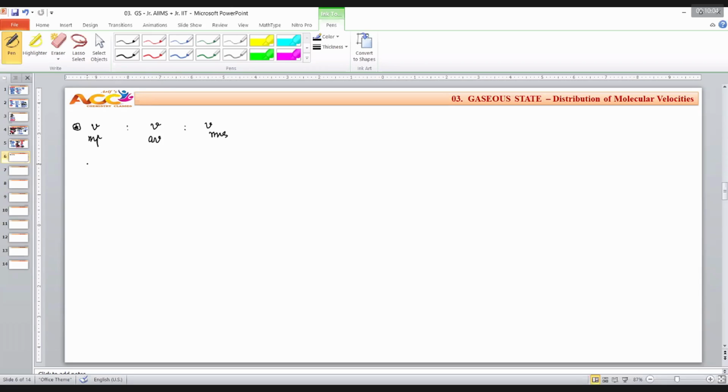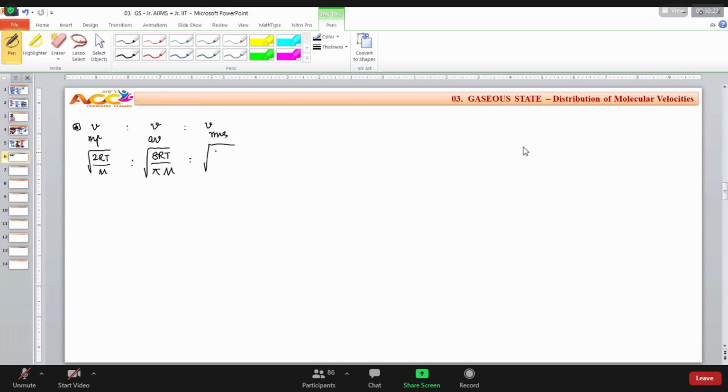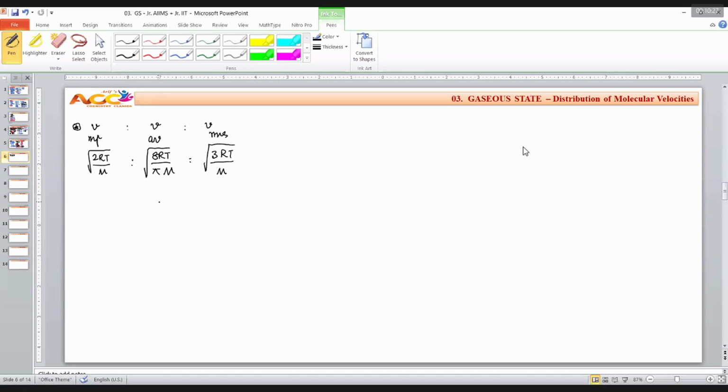Under root 2RT by M. This is 4 marks question. Under root 8RT by pi M. Under root 3RT by M. Right. This is normal equations, but that fellow will ask you relation.